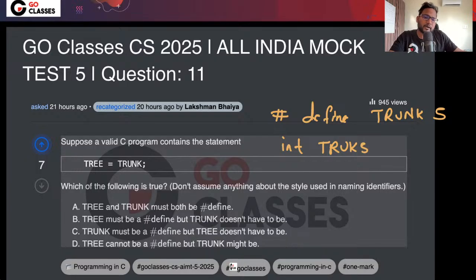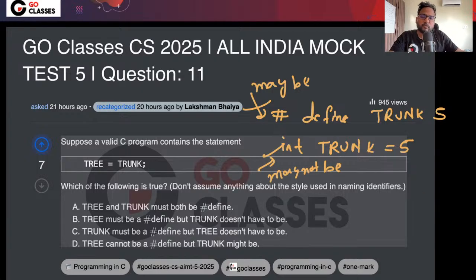Int trunk equal to 5. So both are okay for trunk. It may be hash defined, or may not be, right? Is this fine to everyone? For trunk, both are okay. Now, what about tree?